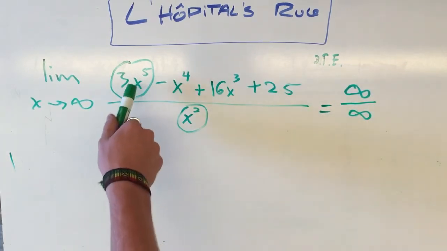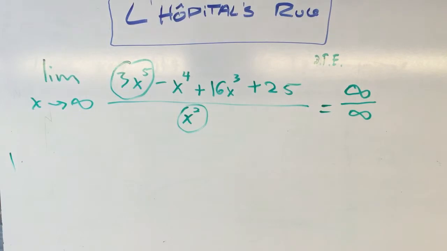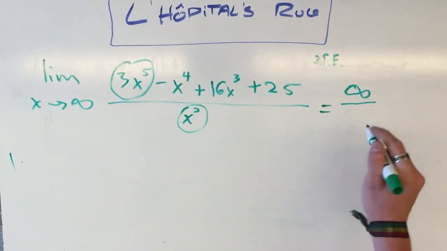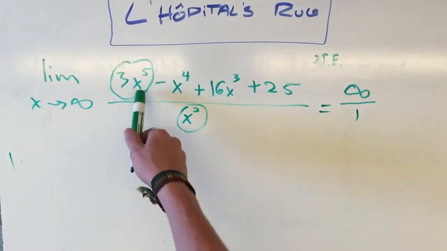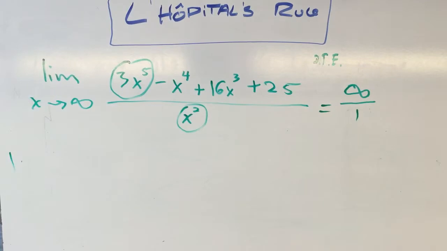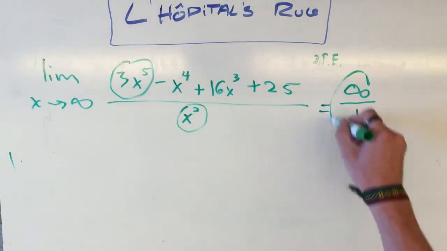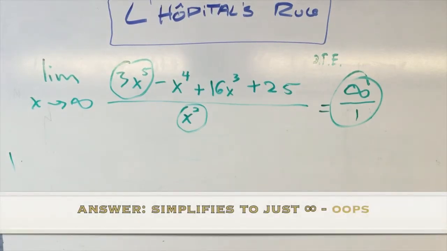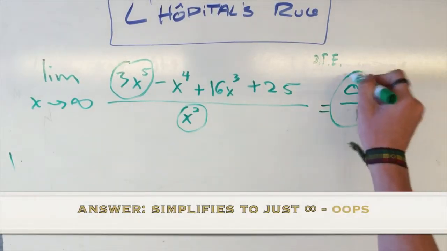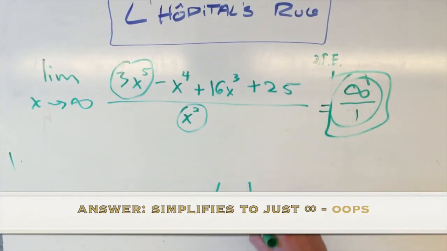But note that this is approaching infinity faster than that is. So we can infer that it's really infinity over 1, because as you get greater and greater, this is going to get smaller and this is going to get much bigger because it is x to the 5th power. This is infinity over 1. Now note that this problem actually does not use L'Hopital's rule, and you have to watch out for this. This is infinity over 1, not infinity over infinity, 0 over 0, or negative infinity over negative infinity. Therefore, this is the answer, and we do not use L'Hopital's rule.